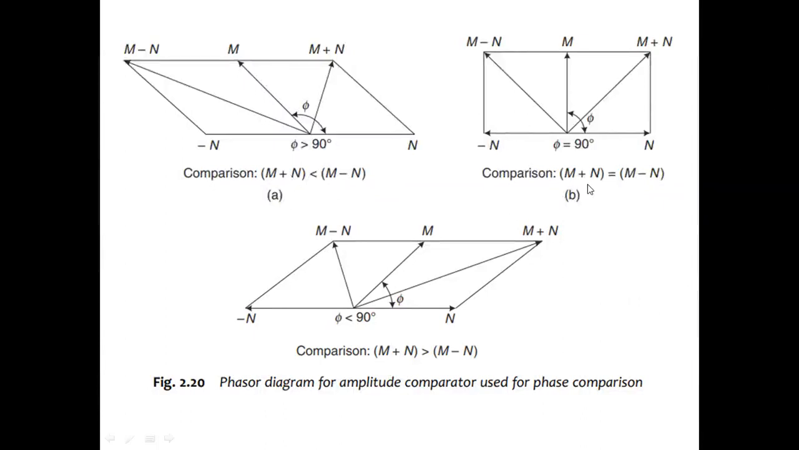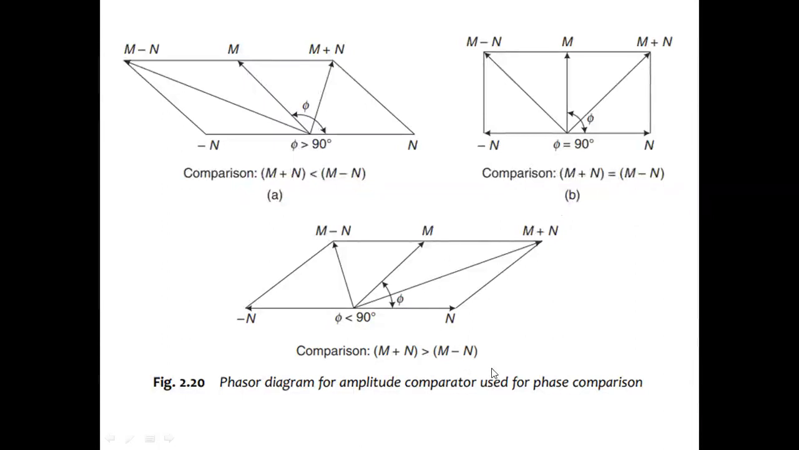Then figure B here shows phi equal to 90 degrees. In that case, both the diagrams show the same, that is, your mirror image. So in that case, M plus N is equal to M minus N and also phi is equal to 90 degrees. So this is not your relay operating condition, and in that case also the relay is not operated.